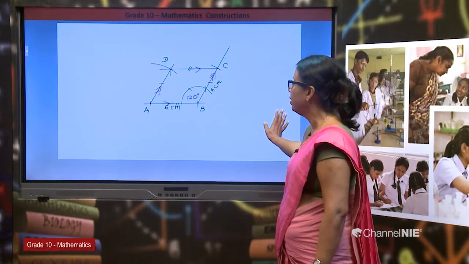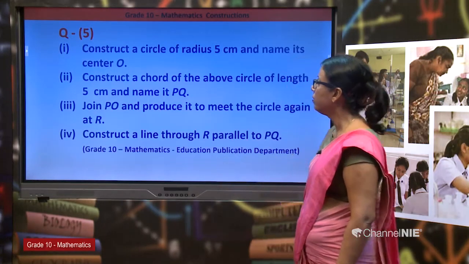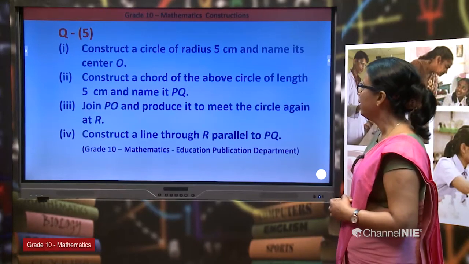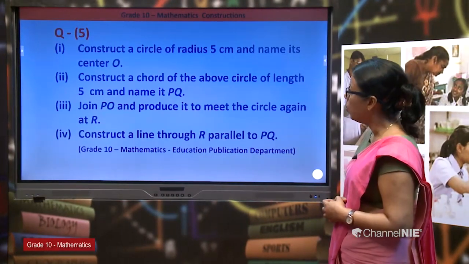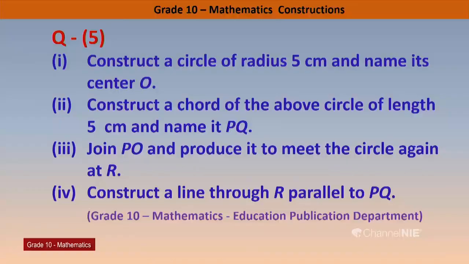Okay, let us go to the last question. Construct a circle of radius 5 centimeter and name it as O. So, we have to construct a circle with the radius 5 centimeter, center O. Construct a chord of the above circle of the length 5 centimeter and name it as PQ. We have to construct PQ as 5 centimeter chord.